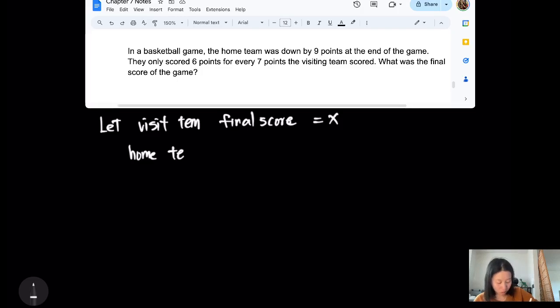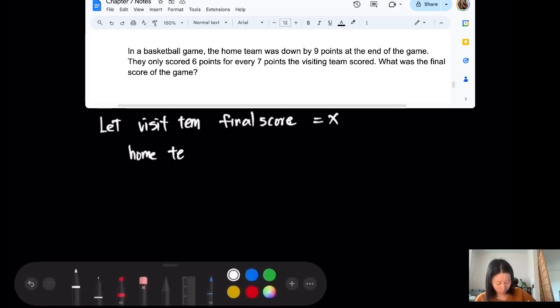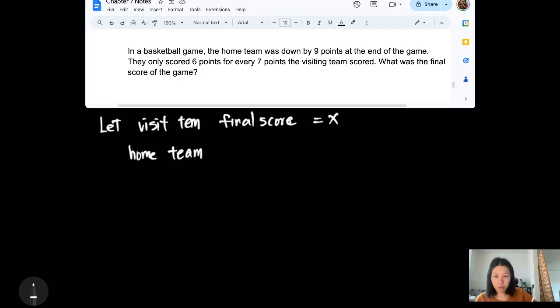And we know that the home team, what did they tell you? The home team was down by 9 at the end of the game. So that means by the end of the game, the home team is 9 points less than the visit team. Since the visit team is x, the home team is going to be x minus 9, because it's 9 points less than the visit team.